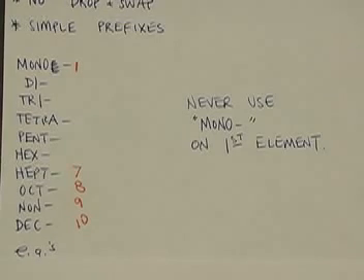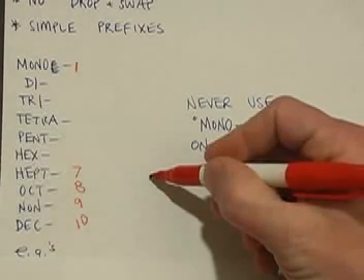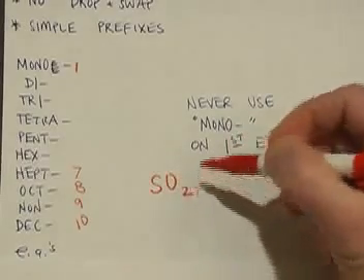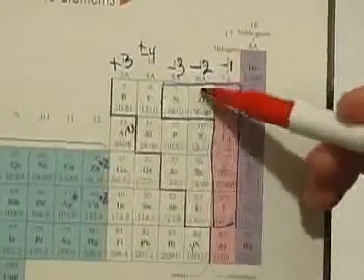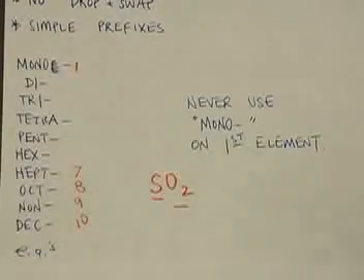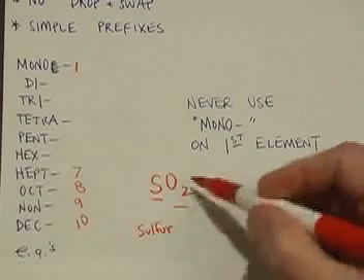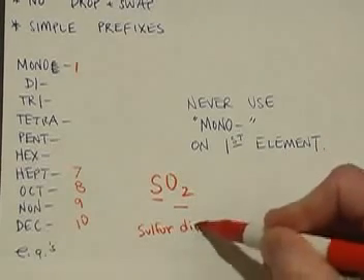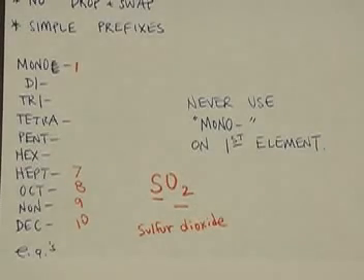Some examples of these would be SO2, where there's one sulfur and two oxygens, both nonmetals, and I know that because they're both over here on this side of the periodic table. The first element I would not use mono on, so I would just simply call it sulfur. And the second element I'd use the prefix di on because there are two of them, so I'd call it dioxide. And I'd call this molecular compound sulfur dioxide.